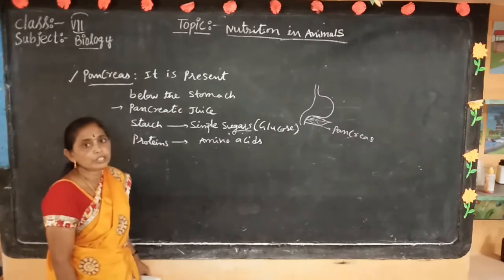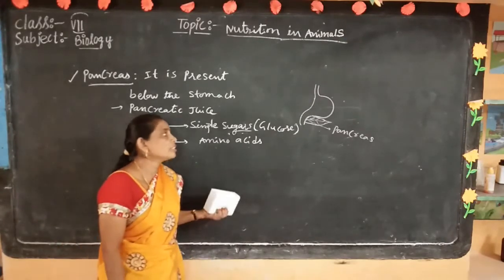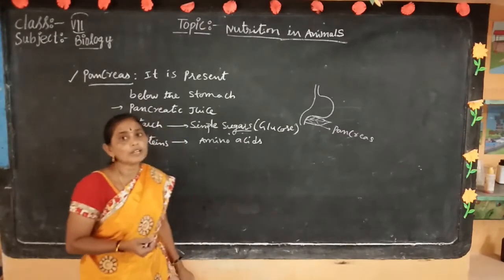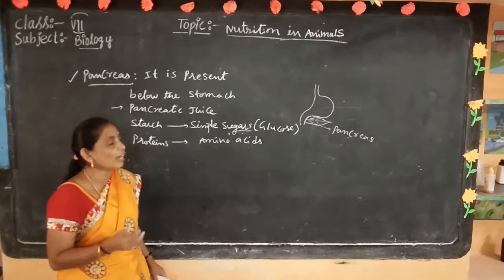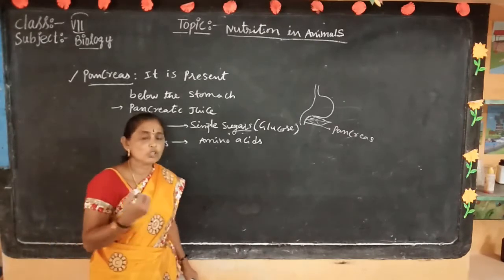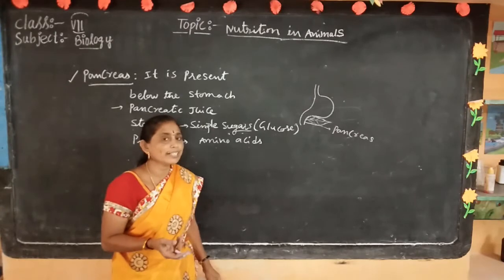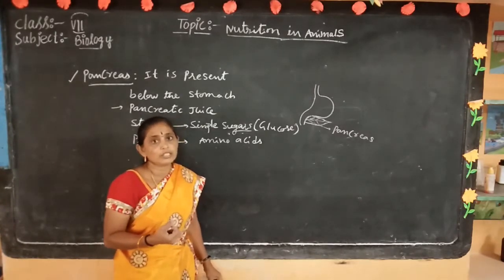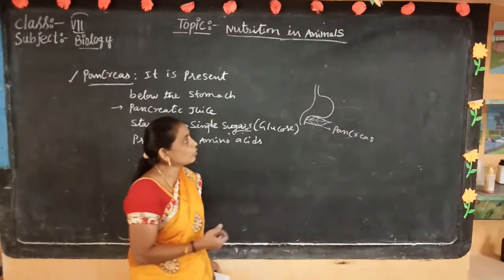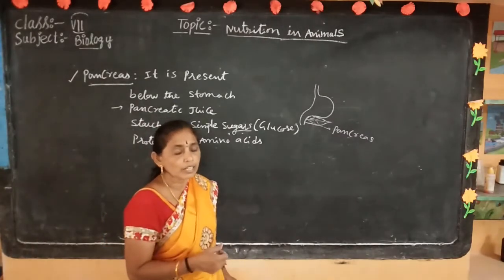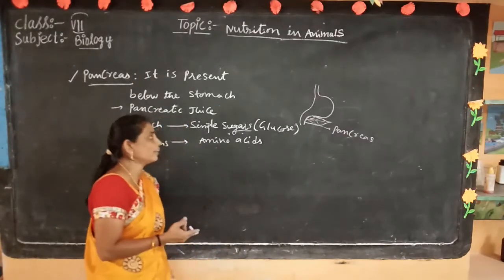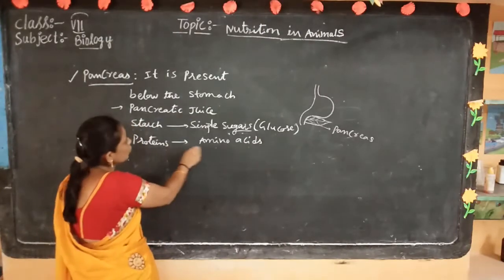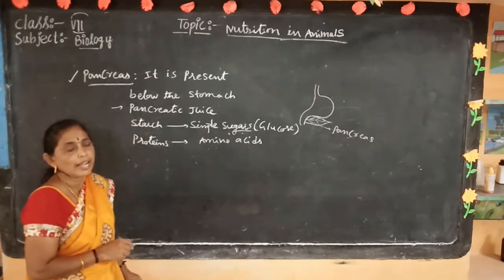The pancreas is also important to our body because it controls the sugar levels in our body. It is both an endocrine gland and an exocrine gland. Endocrine gland means it releases hormones and controls the sugar levels in our body. Exocrine gland means starch is converted into simple sugars and proteins are converted into amino acids.